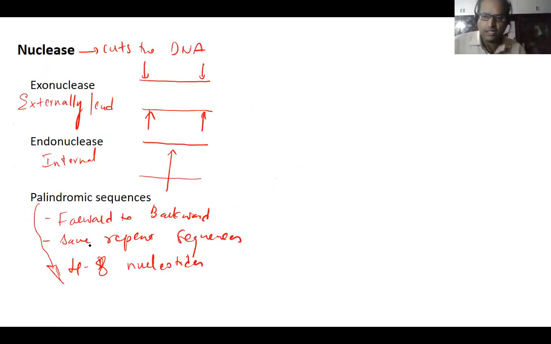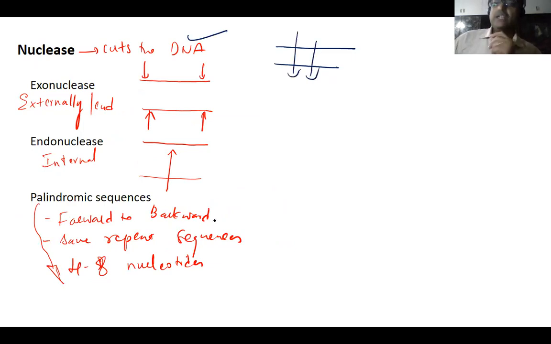The first point here: we have taken a subject, that is enzymes. In that case, the first thing we need to understand is the nucleases. Nucleases are a group of enzymes that cut the DNA. Suppose this is the double stranded DNA that has to be cut. That is done by enzymes called nucleases. Under that, there are two different kinds of nucleases.